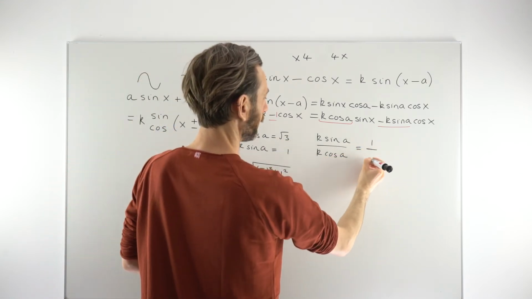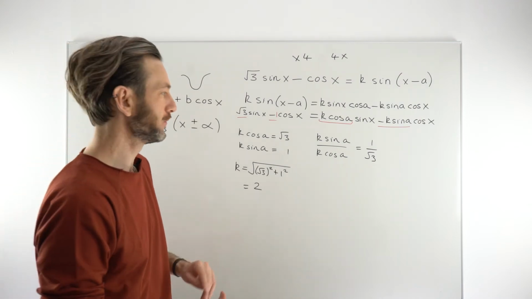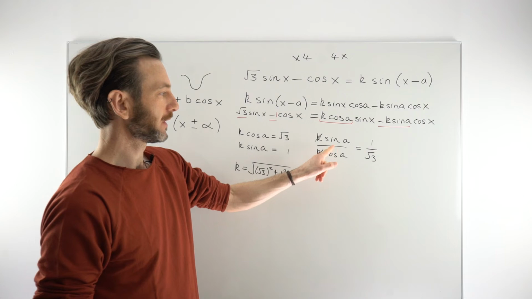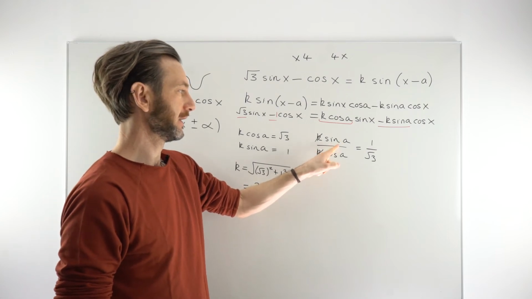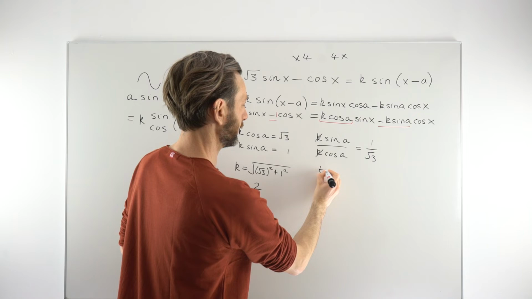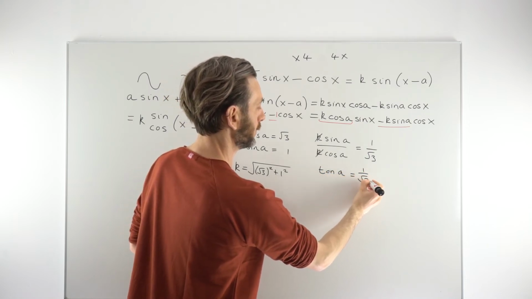So it's quite unusual to think of dividing equations, but you can do that. That's a legitimate kind of move. In this scenario, these k's would cancel. And the reason why we've done this is there's a trig identity that says that sine over cos is equal to tan. So we can just turn that into tan A equals 1 over root 3.